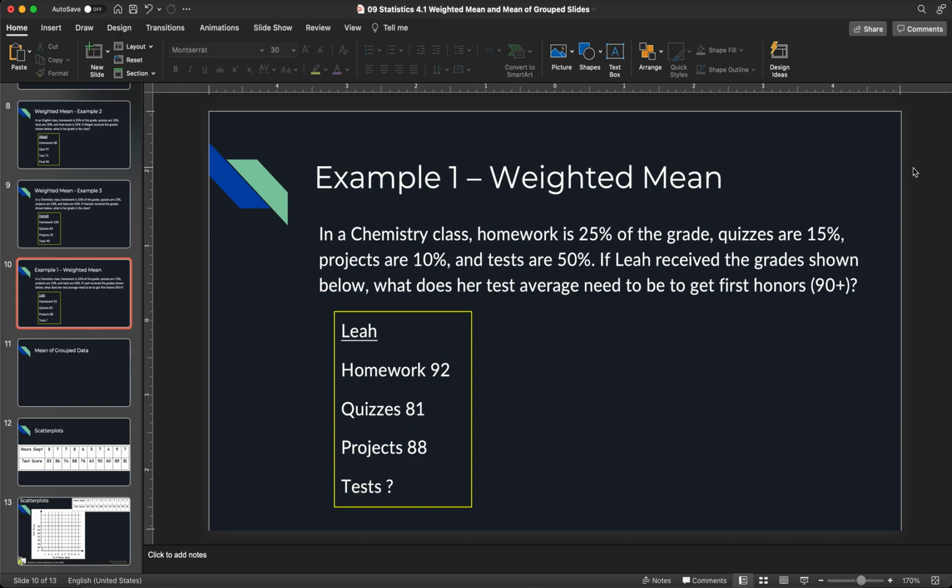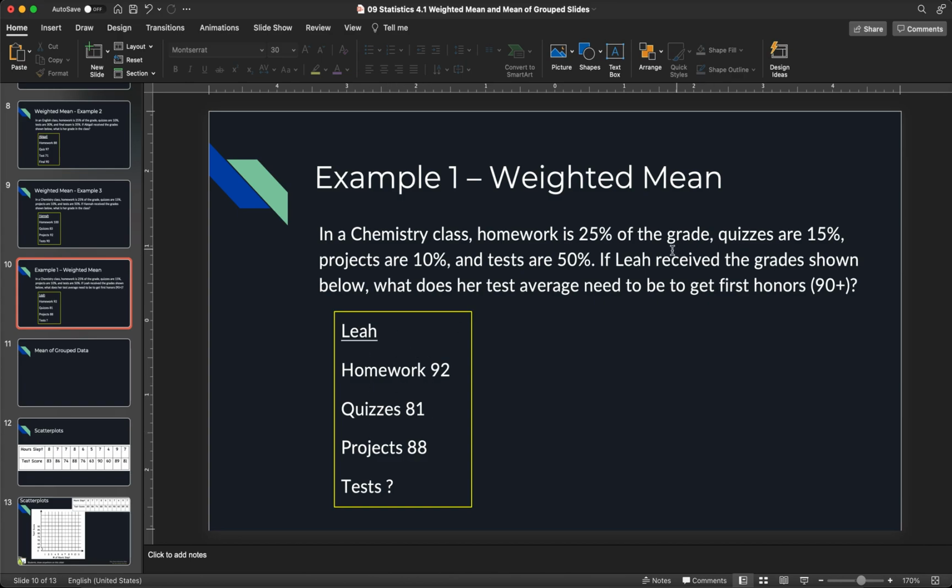Hello everyone. So in this video we're going to go over two additional examples of both weighted mean and then mean of group data. But we're going to look at the first one slightly differently than we did in class. So if I take a look at the example here, we have a breakdown of the grade, so each category is worth a certain percent, and then we have her total grade in each category.